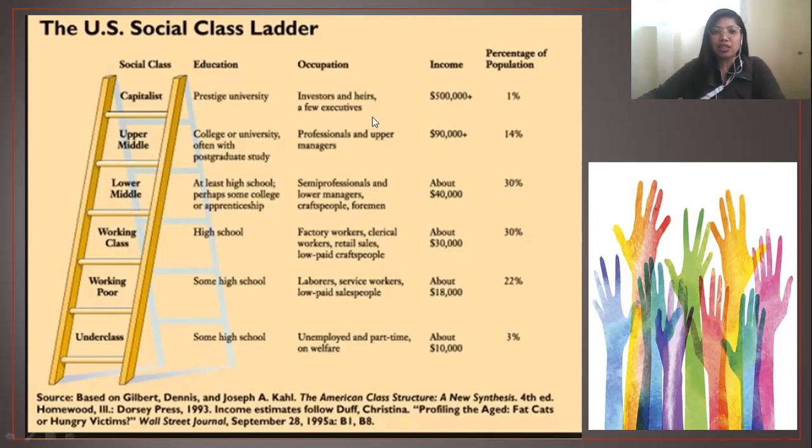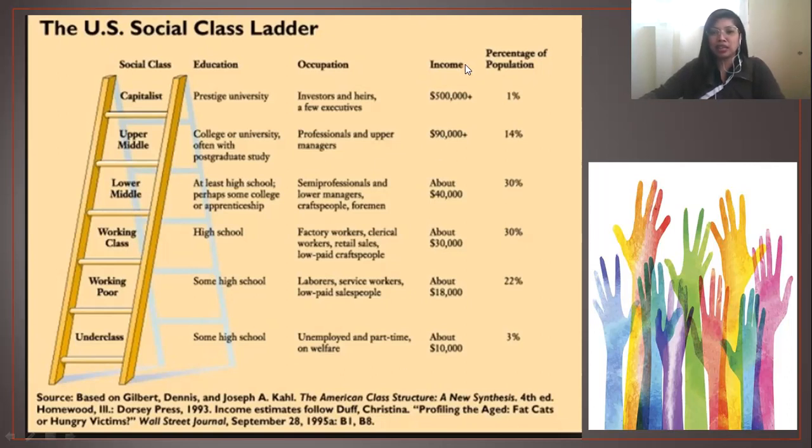For occupation, the capitalists are mostly investors and a few executives. The upper middle are professionals and upper managers. The lower middle are semi-professionals, staff people, and foremen. The working class work in factories, clerical work, retail sales, and low-paid crafts. The working poor are laborers, service workers, and low-paid salespeople. For the underclass, some are unemployed or part-time, on welfare.